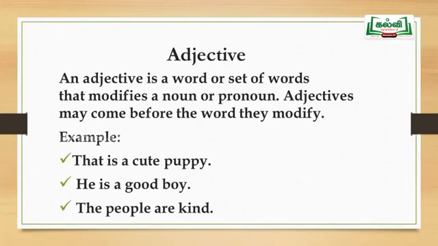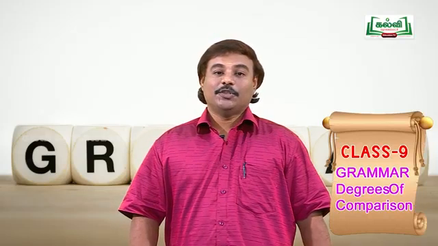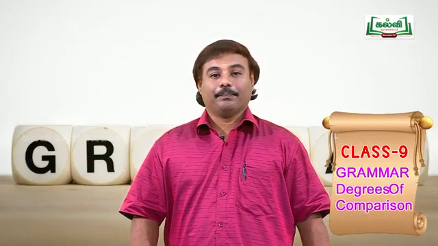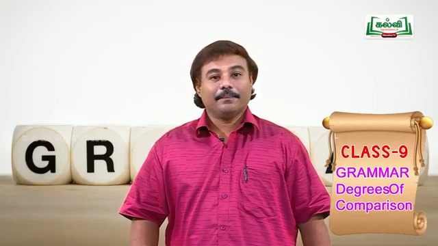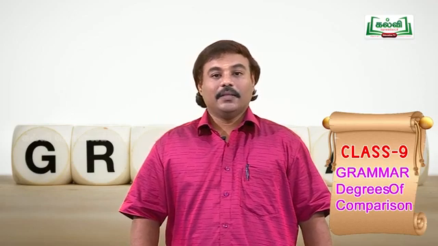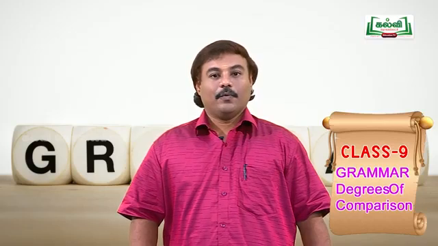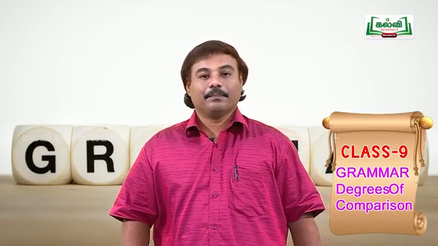What is an adjective? An adjective is a set of words that modifies a noun or pronoun. Adjectives may come before the word they modify. Can you tell me some of the adjectives? John is a tall boy. Which is the adjective there? Yes, tall is the adjective. This house is colorful. Which is the adjective there? Colorful.